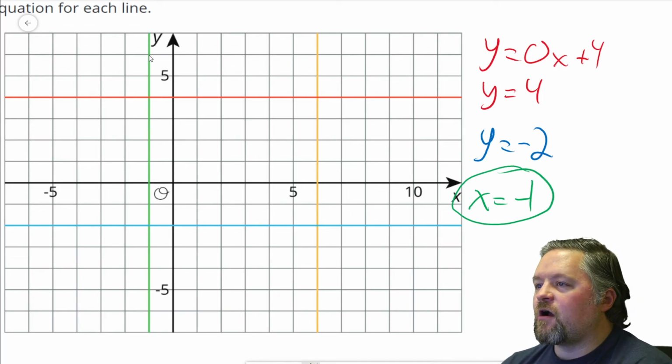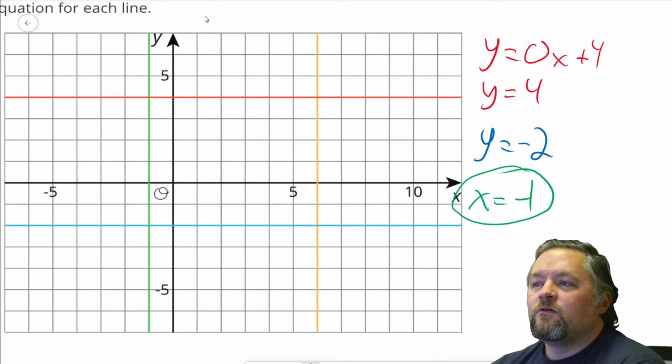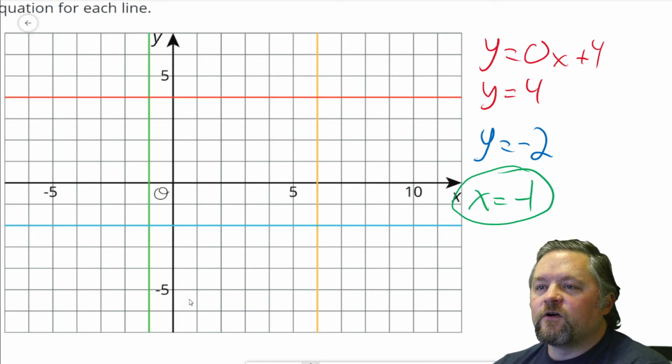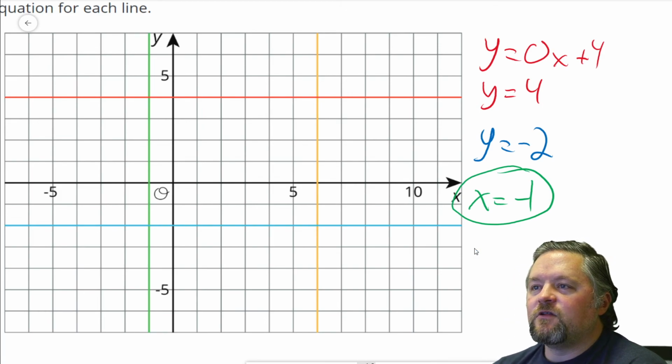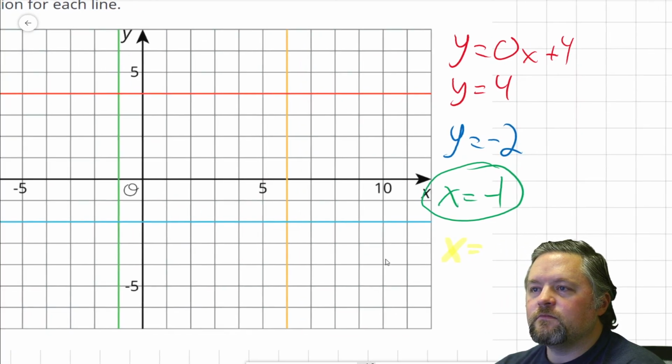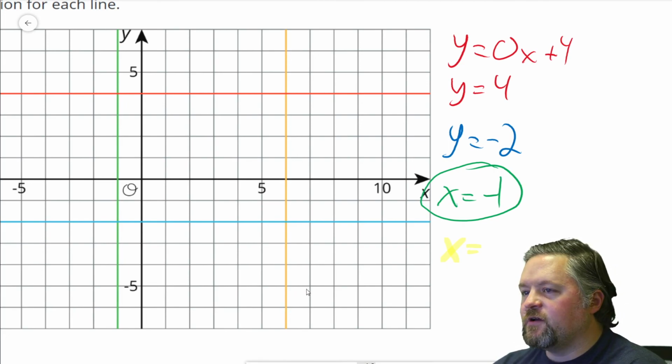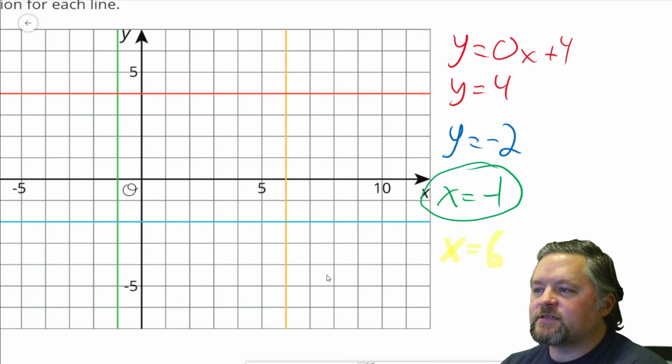Vertical lines are our weird case, where the equation of the line does not look like y equals something. Vertical lines are always x equals something. This green line is all the points on the graph where x equals -1. I don't really have a yellow pen, but I have close. This yellow line is also a vertical line, which means it is also going to be x equals something. The x value here is 6, the x value here is 6. That is all the points where x equals 6.